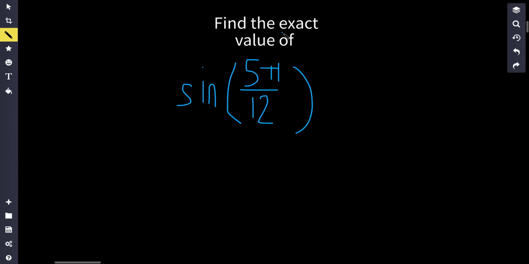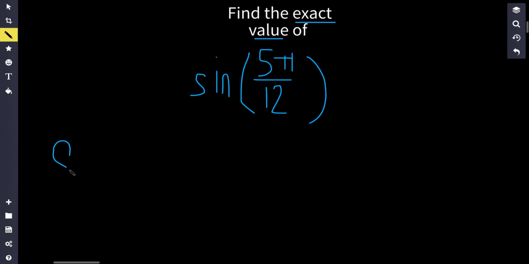Let's say we were asked to find the exact value of sine of 5 pi over 12 without a calculator. Now, if you were just to look at your unit circle, you'll realize that 5 pi over 12 isn't on the unit circle. So how am I able to do this? Well, luckily, you have something known as an angle sum formula.